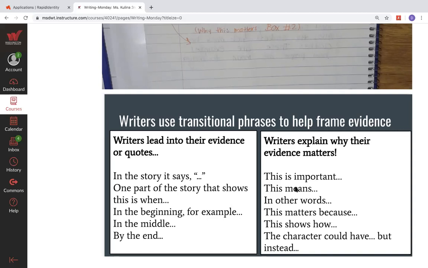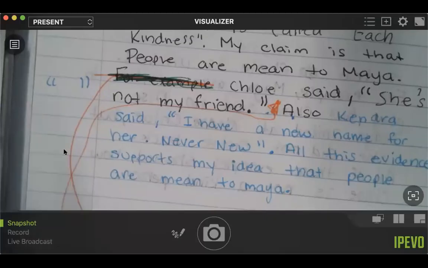Look. Oh, you guys can't see that. Let me do my new share. Here we go. All right.